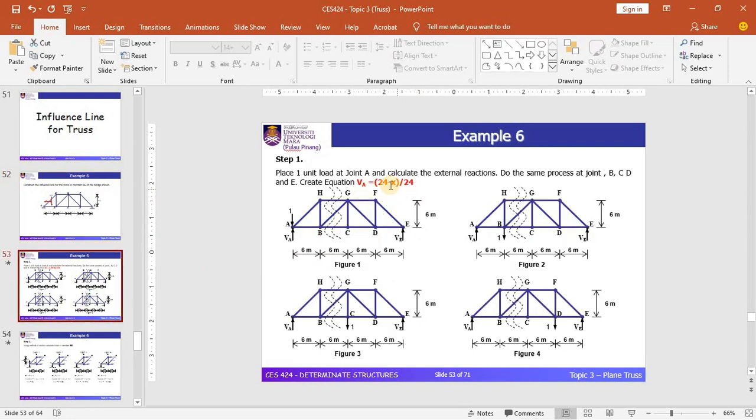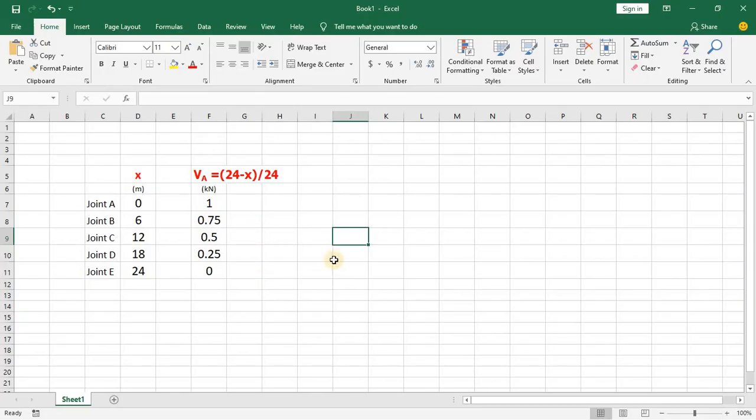Okay, so you can simply get any value of VA, and that means the VA in this diagram can be found for different positions of the 1 unit load from joint to joint. I can show how this can be used in Excel right now. This is the equation that I formulated in the slide, and I placed this equation in Excel.